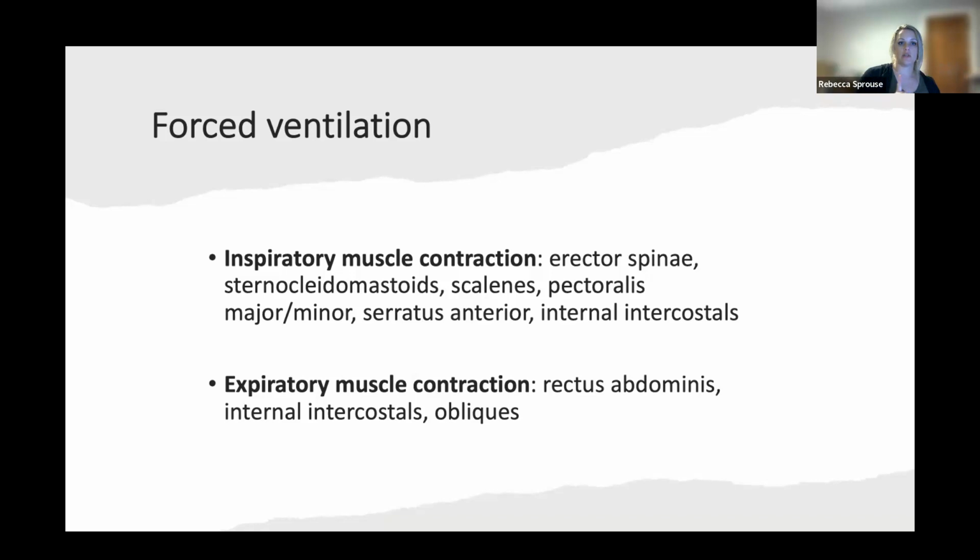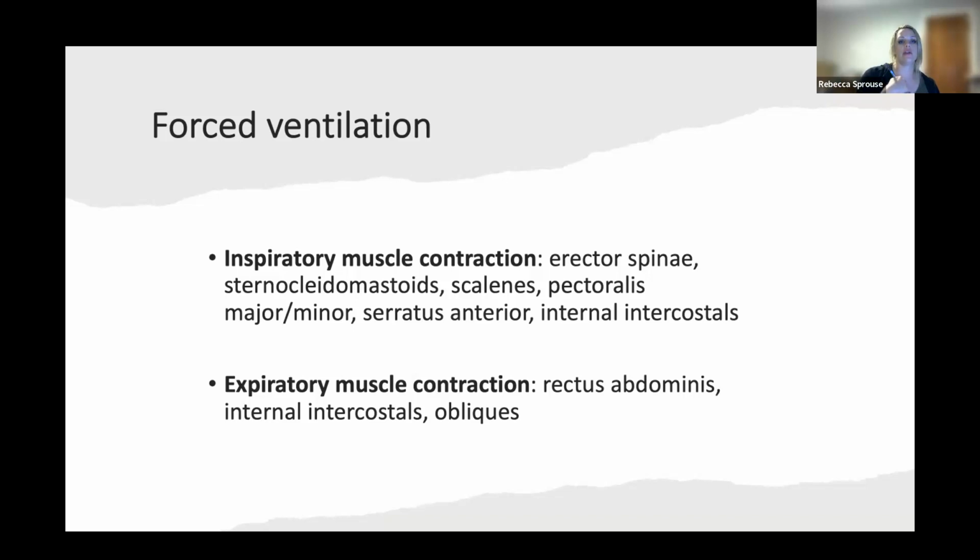Your erector spinae, which are in your back, your sternocleidomastoid and your scalenes, which are going to be in your neck, your pec major and minor, which are going to be in your chest, and then your serratus anterior sits like under your armpits. And then you do have different types of intercostal muscles. You're going to engage more of them, called your internal intercostals.